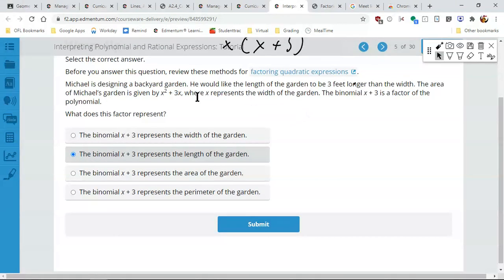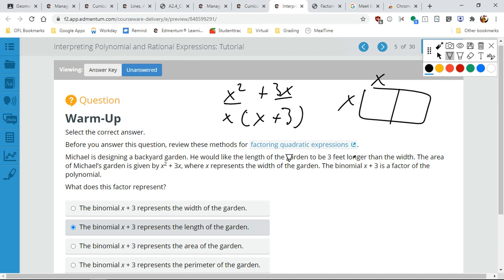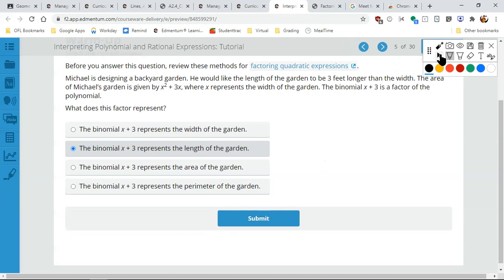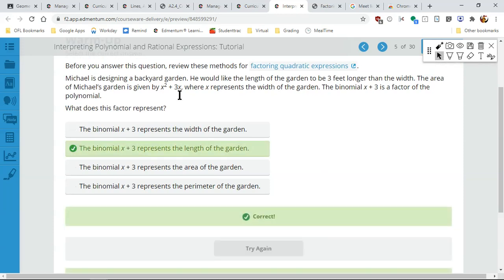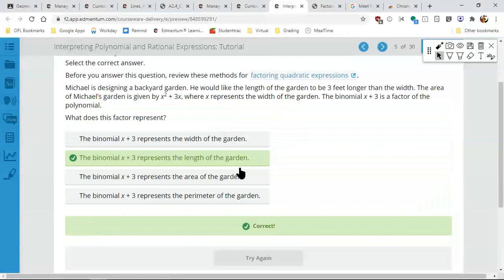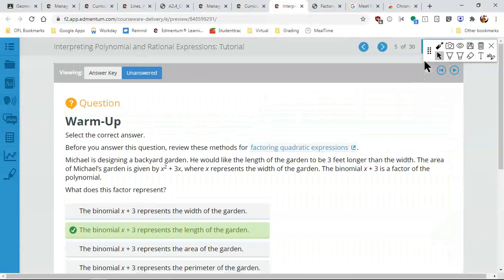X represents the width. If we divide it out by our GCF, they're just saying our x. We don't know what the width is, so we're just going to call it x. Well, what do we know about this? Well, it's whatever the width is plus 3. So that's just our length. I know I got really into it, but they got into factoring quadratic expressions, so I figured I'd go into that. So that's all we're doing here, the area method.